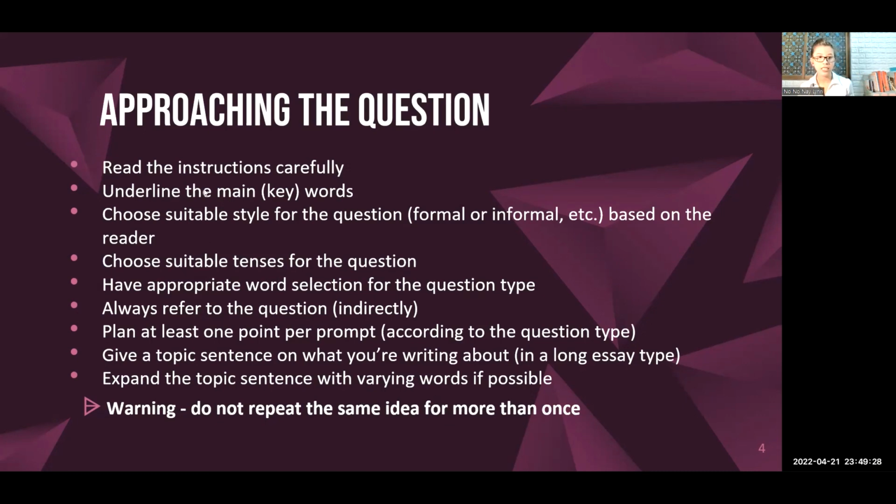So yeah, these are the facts on how to approach the question in the writing types.